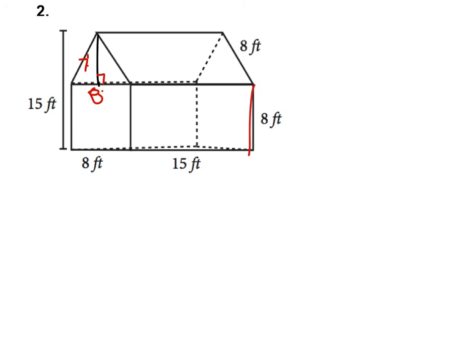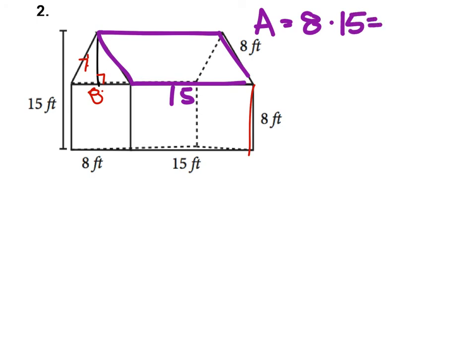So let's work with the triangular prism first. The area of this rectangle has a length of 8, and this bottom part right here is 15, so it's an 8 by 15 rectangle, which gives us 120 square feet. As it turns out, the other rectangle on the other side also has the same measurements, so 8 by 15. Now let's go ahead and do the triangles.